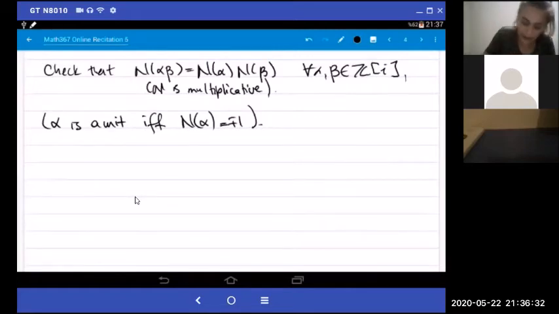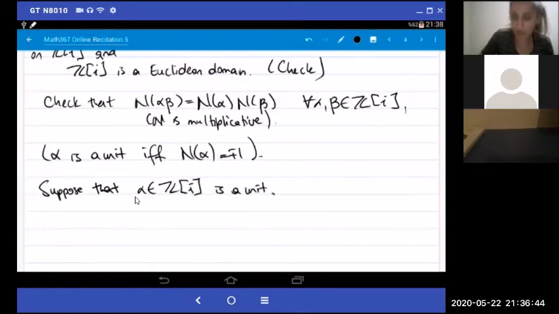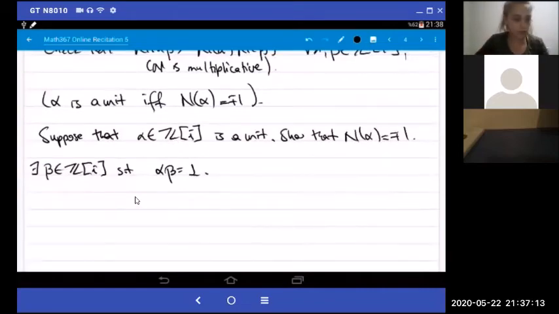Now, suppose that alpha in Zi is a unit. Our aim is to show that the norm of alpha is plus or minus 1. Alpha is a unit means that there exists a beta in Zi such that alpha times beta is equal to 1. Because beta is the multiplicative inverse of alpha, this means that alpha times beta is equal to 1.